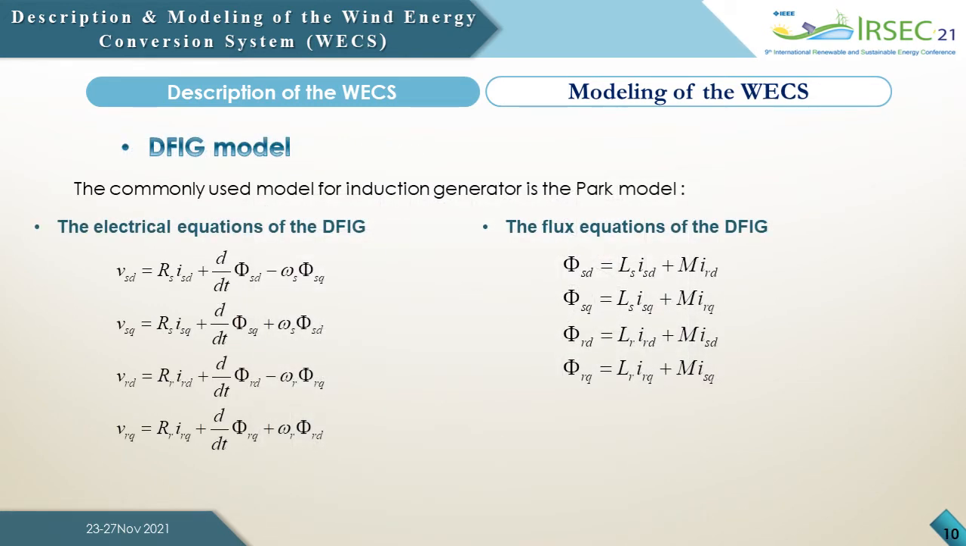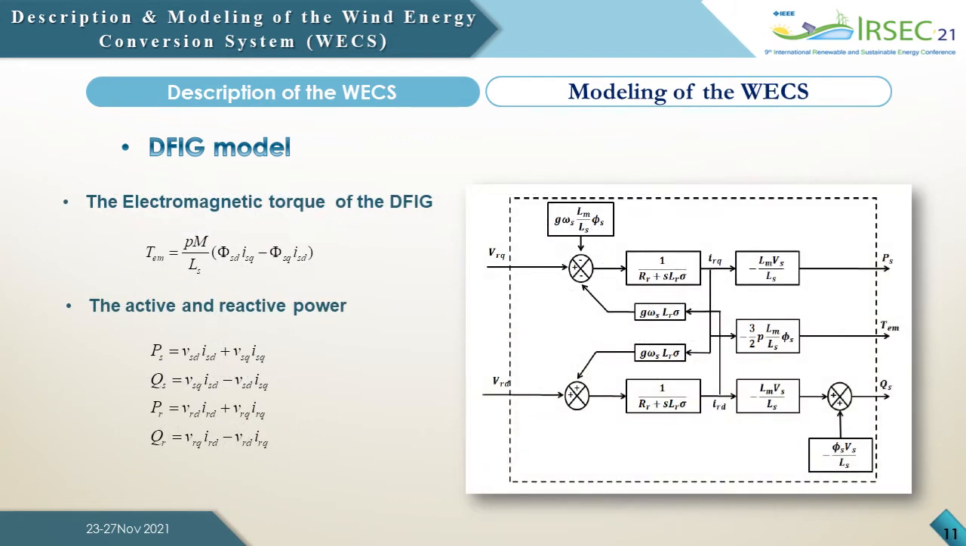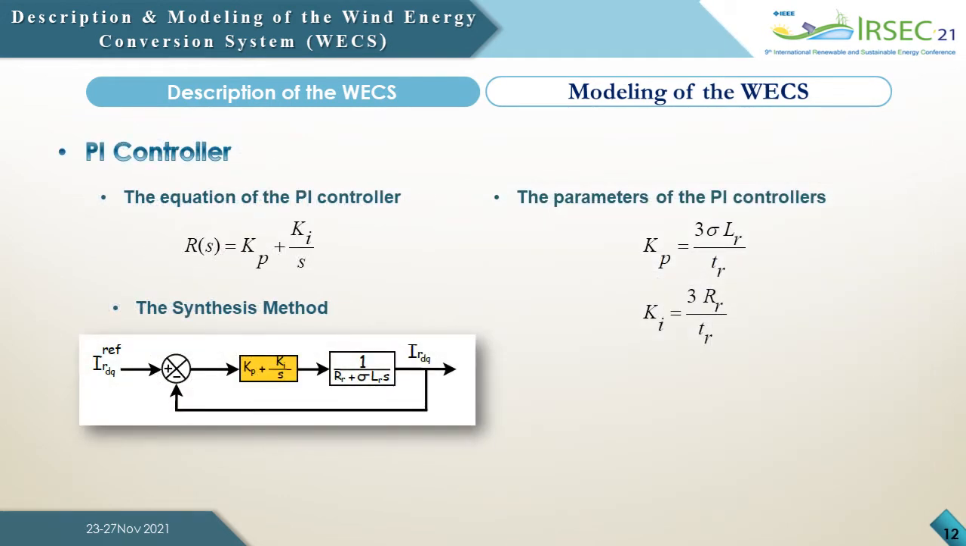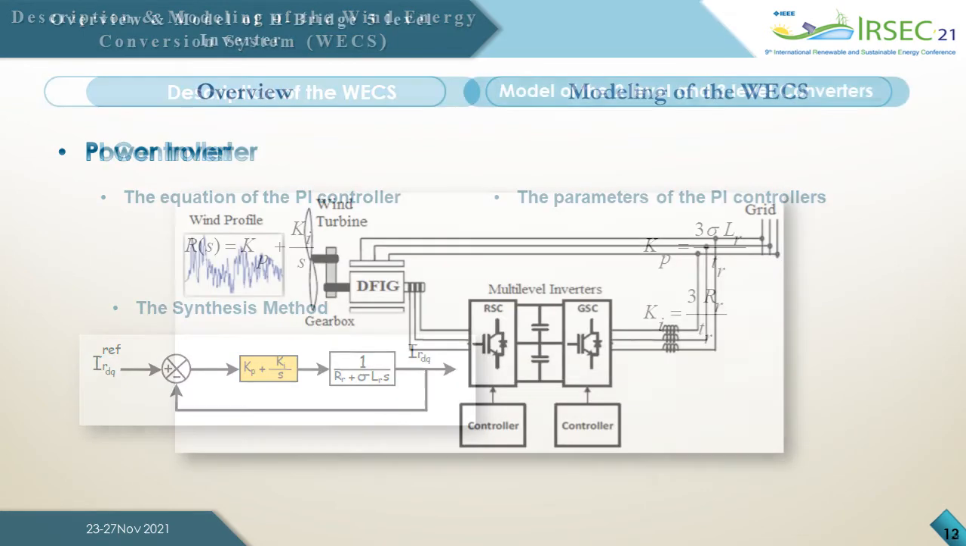Now we have the mechanical power. We converted it into an electrical one using the double feed induction generator that we modeled in the Park model using the equation as shown, to finally get the whole model present in the figure. To ensure that the active and reactive power of the double feed induction generator follow the reference, we model the PI controller as shown in the loop.